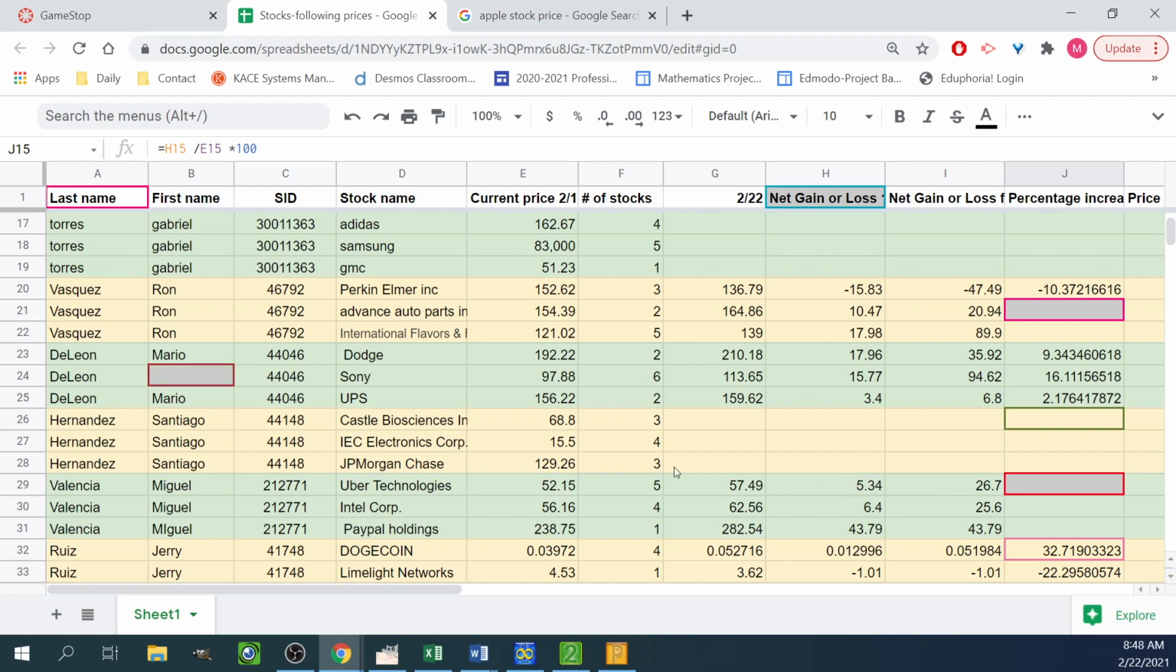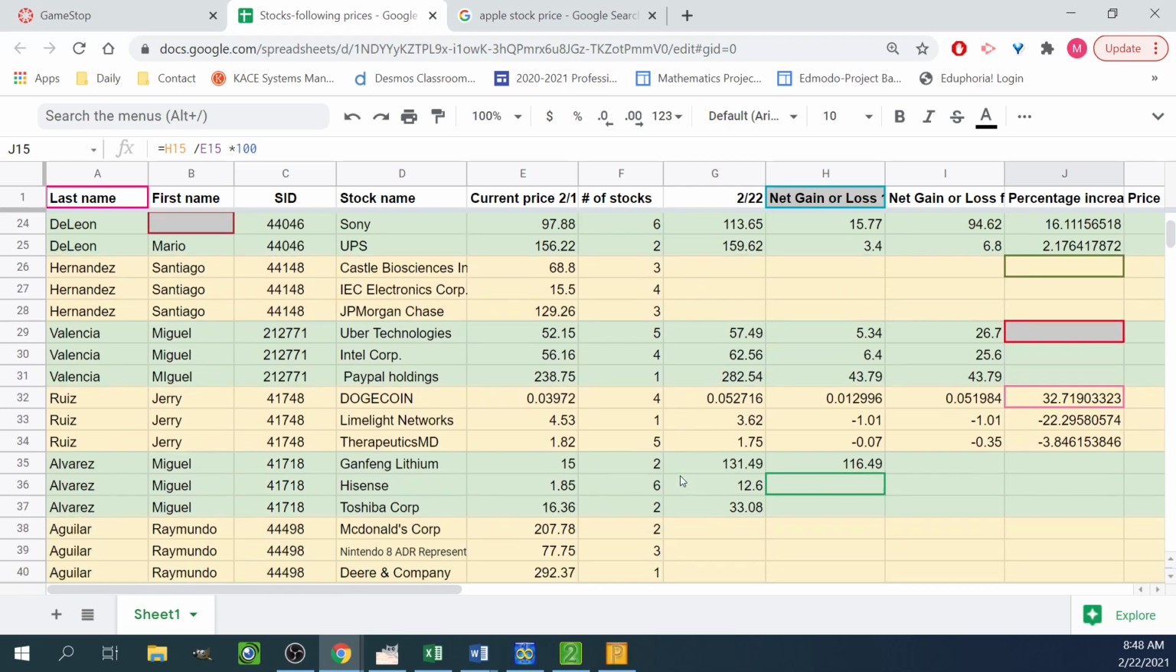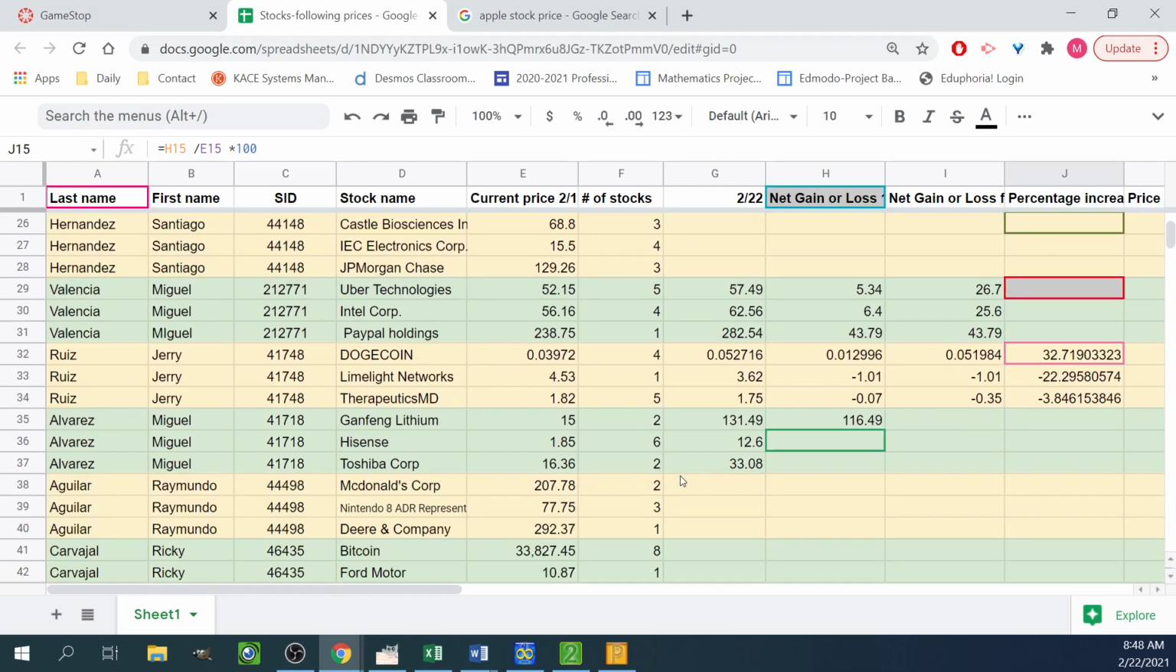H29 divided by E29 times 100. Alvarez, did you need help? Hey, baby, don't type in the numbers. I want the formulas. We want formulas in all these places. Do you know how to do the formula? Okay, I'll do this one with you. So you're going to press the equal sign. I'm writing over the top of yours. Can you see what I'm doing?